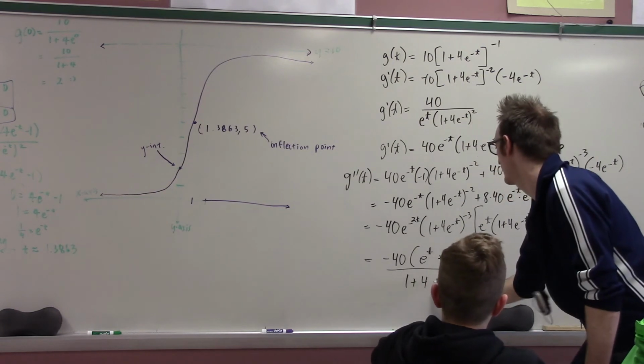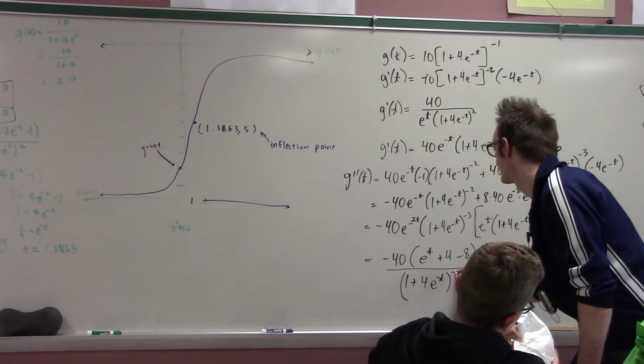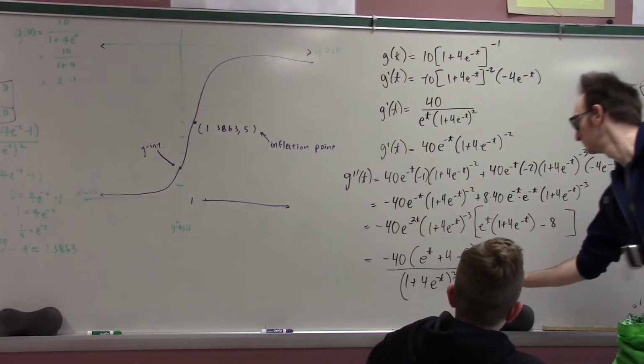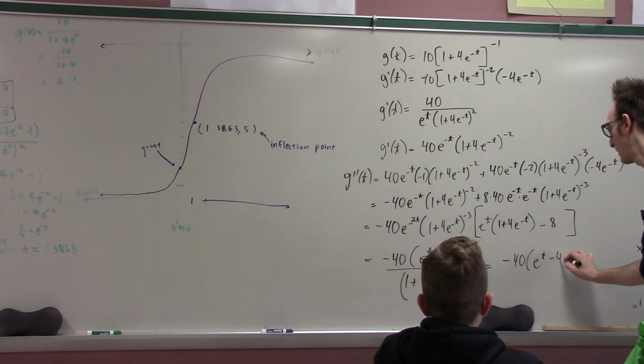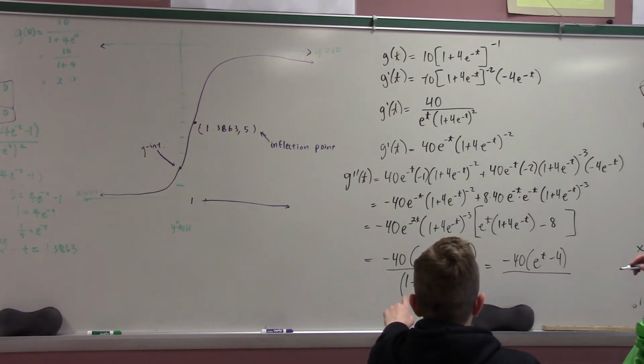1 plus 4 e to the negative t cubed. Alright, so, excuse me, what's up? Oh, never mind. Yeah, it is plus 4 minus 8. E to the t minus 4. Alright, so after all that work, wait, this is not working. You guys are really annoying me. Okay, good.